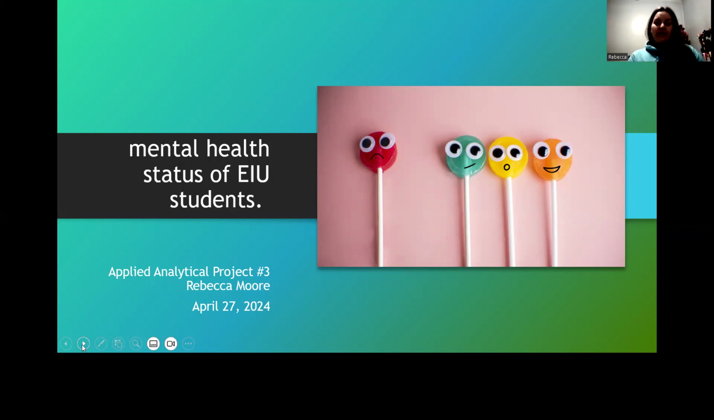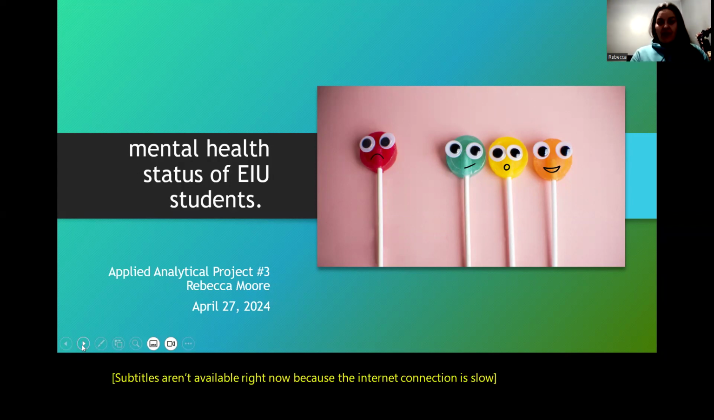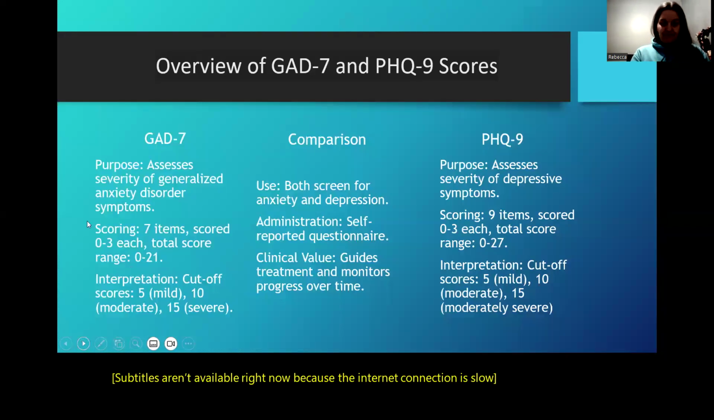This is my applied analytical project number 3. It is based on the mental health status of EIU students. The data collected was based on GAD-7 and PHQ-9 scores.